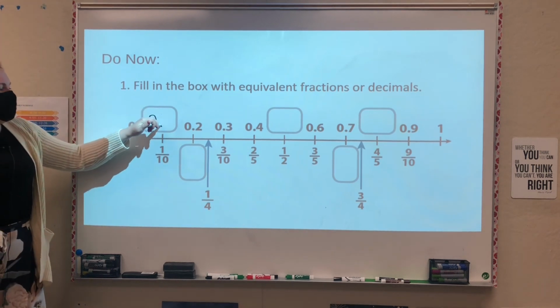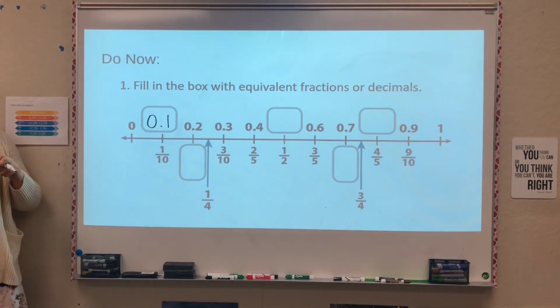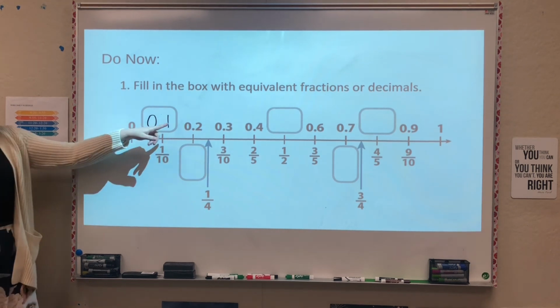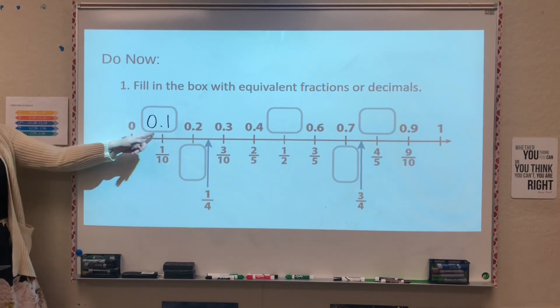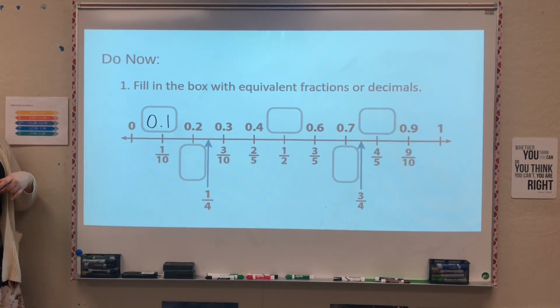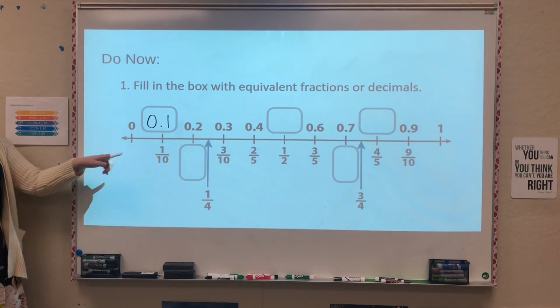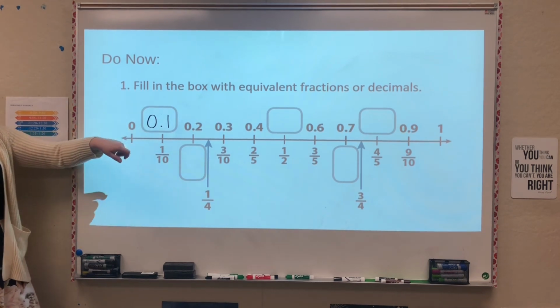0.1. Mm-hmm. I'm curious how you figured that out. Because you looked at the pattern in front, like 0.2, 0.3. Yeah, that's 0.1. Is there another way we could have gotten this? From the fraction. What could you do with the fraction to get the decimal?